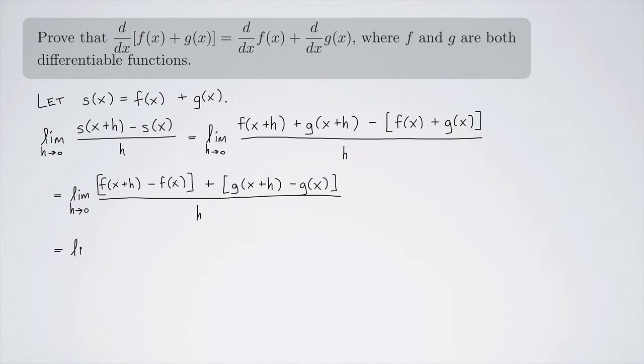And now I think it's pretty clear what's going to happen. We can break this into two separate limits. This is really the limit of f of x plus h minus f of x over h plus the limit as h approaches 0 of g of x plus h minus g of x over h.